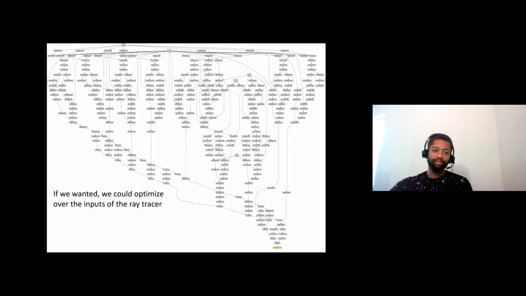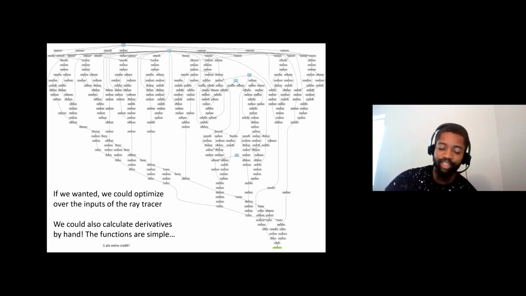So yeah, we could optimize over the inputs of the ray tracer. We could also calculate the derivatives by hand, since all of these functions are relatively simple. You'll see there's a bunch of dot products, addition, subtraction, etc. I think that's it for me. So we're open to questions if there's anyone.